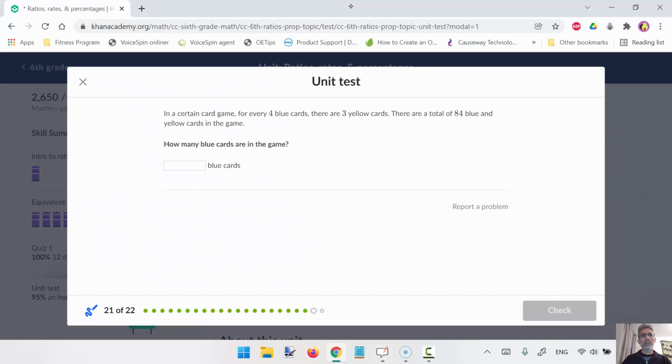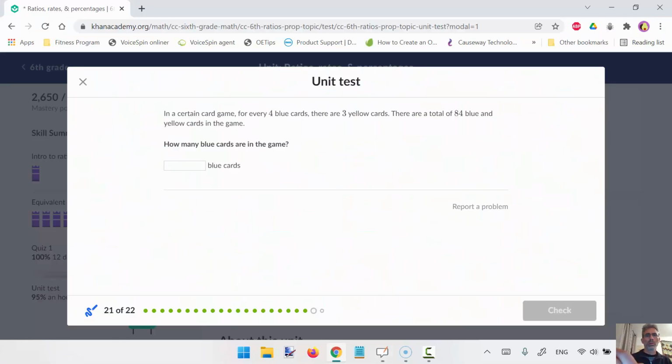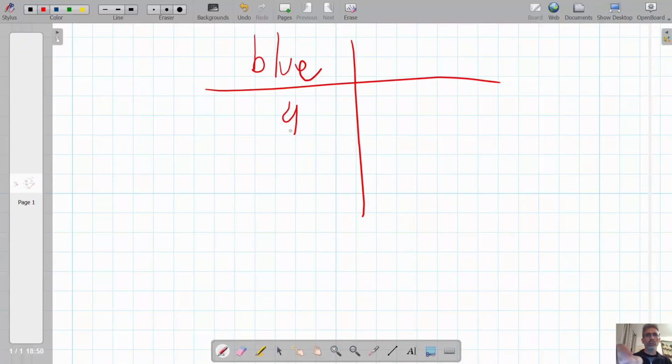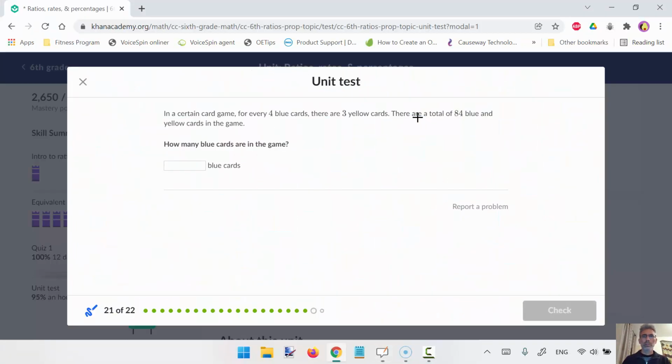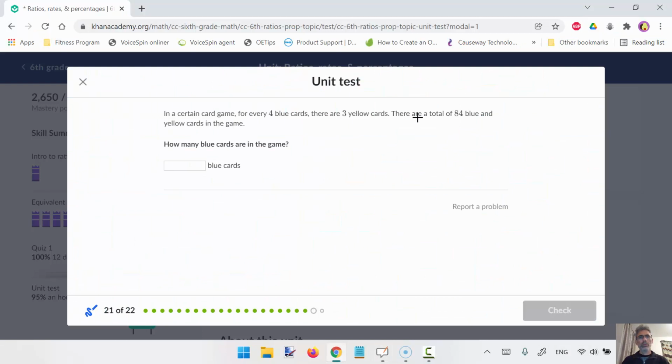Okay, in a certain card game, for every 4 blue cards, there are 3 yellow cards. There are a total of 84 blue and yellow cards in the game. How many blue cards are in the game?